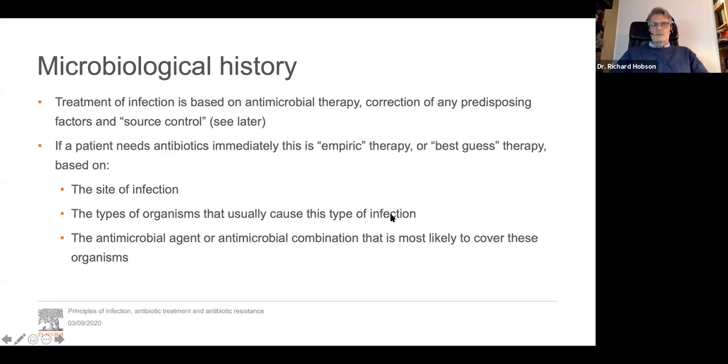If a patient needs antibiotics immediately, the term used to describe the choice of antibiotic is empiric therapy, or best guess therapy. And empiric therapy is based on knowledge of a number of things, based on the site of infection, so the body site of infection, the types of organisms that would normally be expected to cause this type of infection, and the antimicrobial agent or combination that is most likely to cover these organisms. So if you know all of those things, you can then take a stab at empiric therapy.